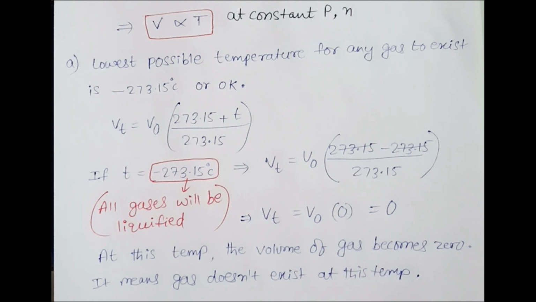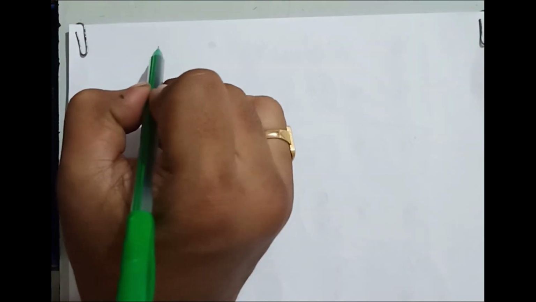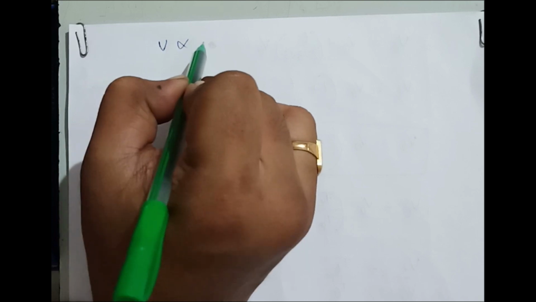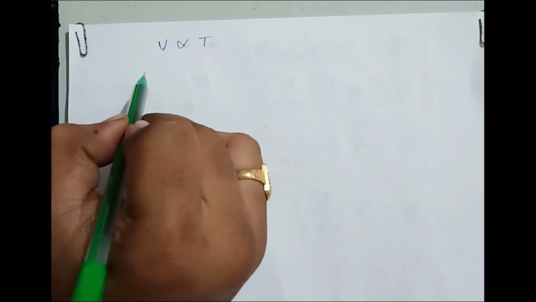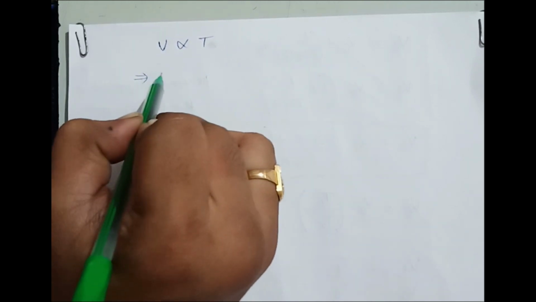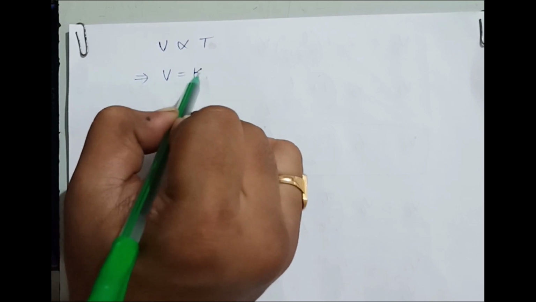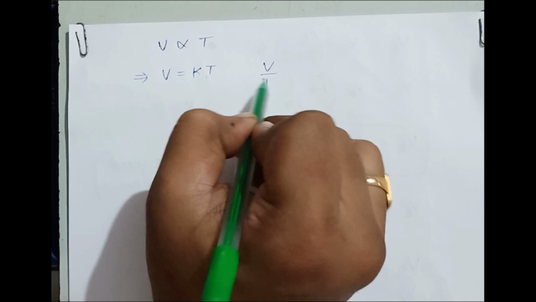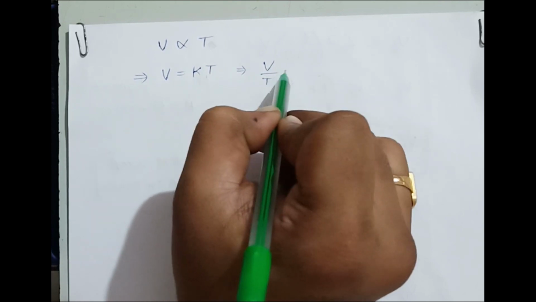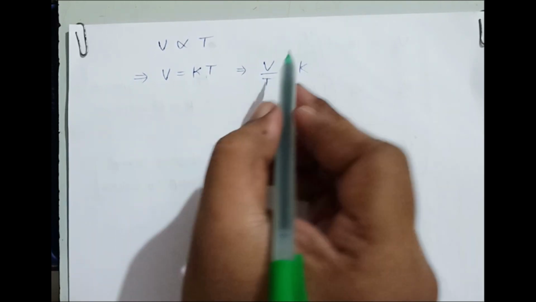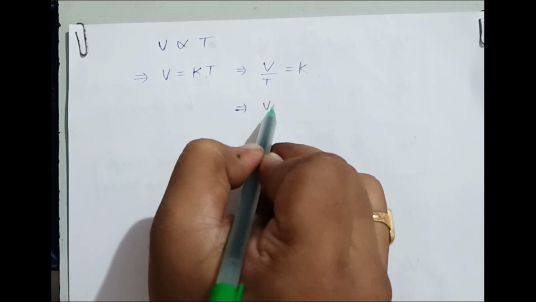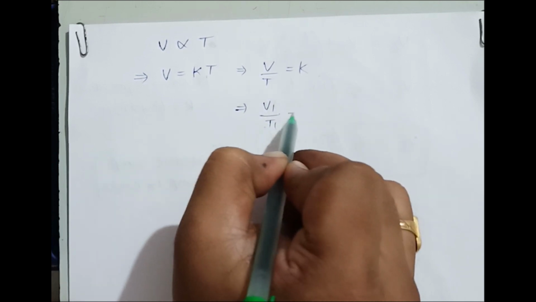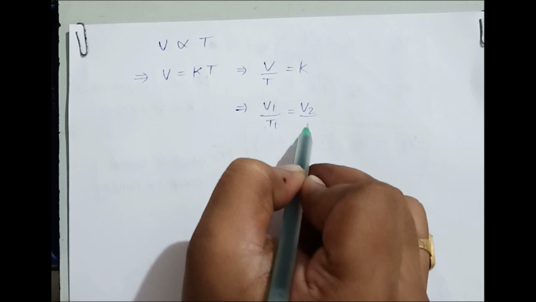Now next we have to draw the graph. Before I draw the graph, the statement I'll write: volume is directly proportional to absolute temperature. You cannot say simple temperature. So V is equal to K into T, which implies V by T is equal to constant, which implies V1 by T1 is equal to V2 by T2.